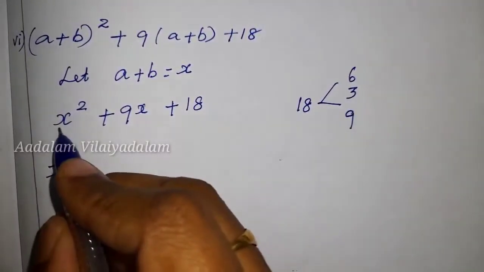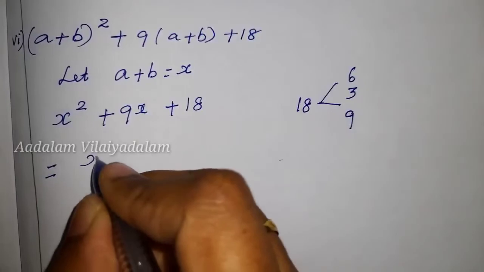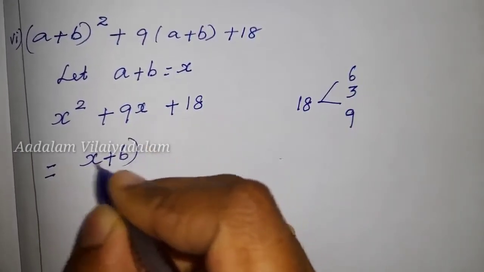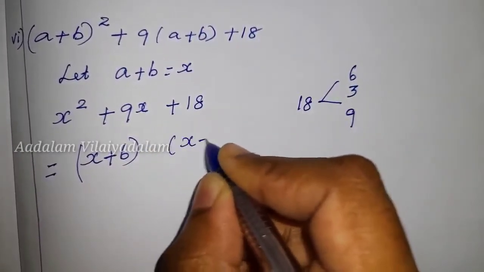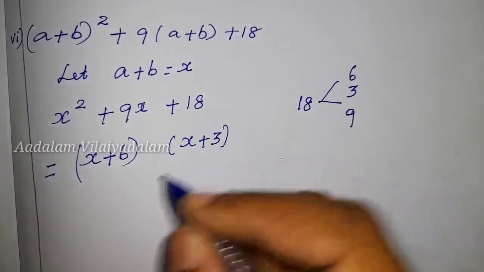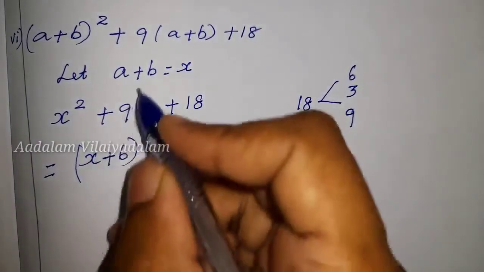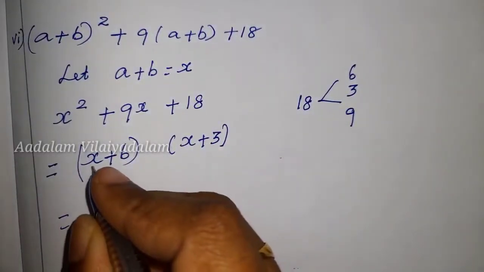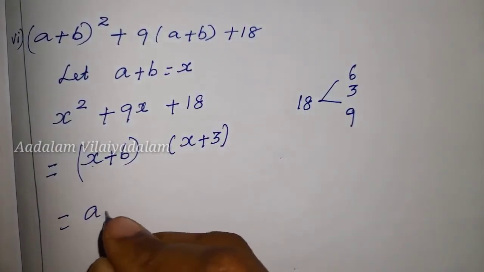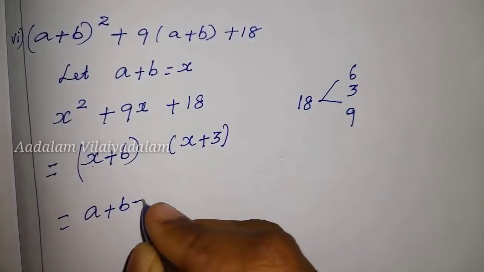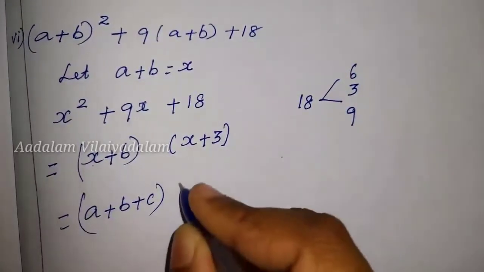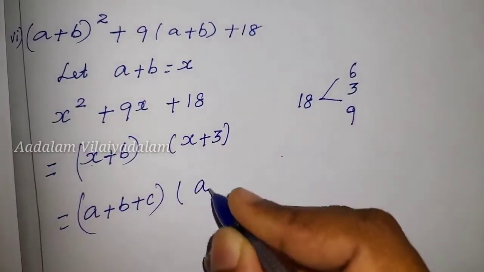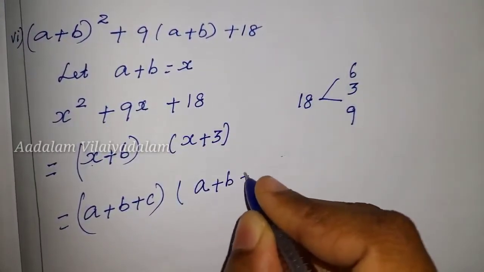The variable is x. The first factor is x + 6. The second one is x + 3. Since we took x as a + b, just substitute here: x = a + b + 6. Here also, x = a + b + 3.